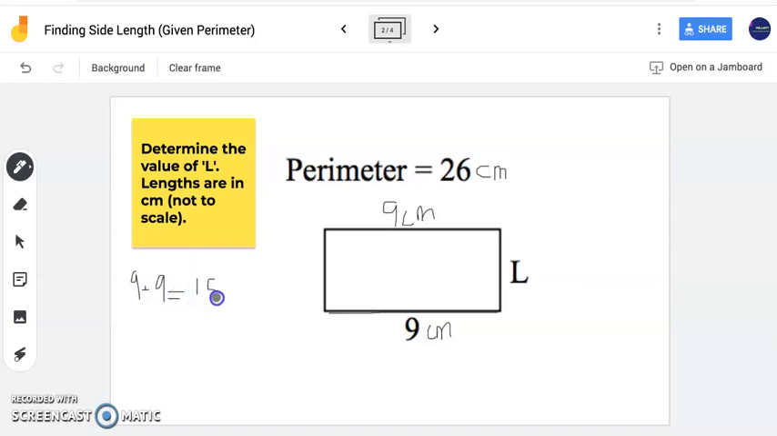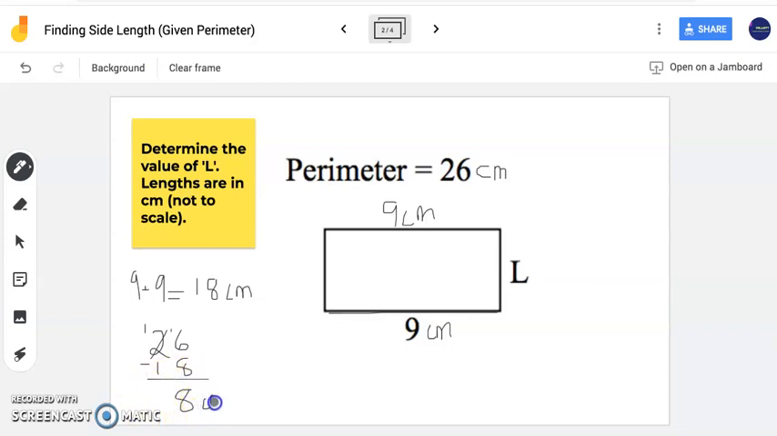So now we have 2 sides, but we need to find the other 2. And we know that my perimeter is 26. So now I can do 26 minus 18. And notice I'm rewriting this on the side. That's absolutely fine. So notice that's going to give me 8 centimeters.